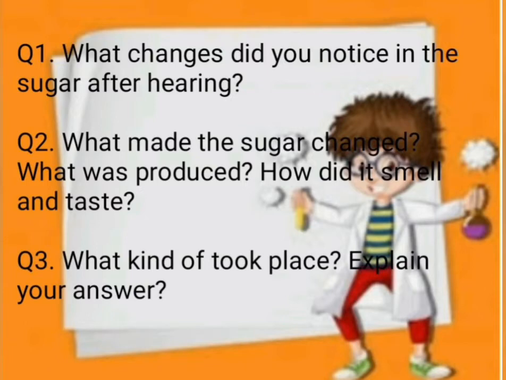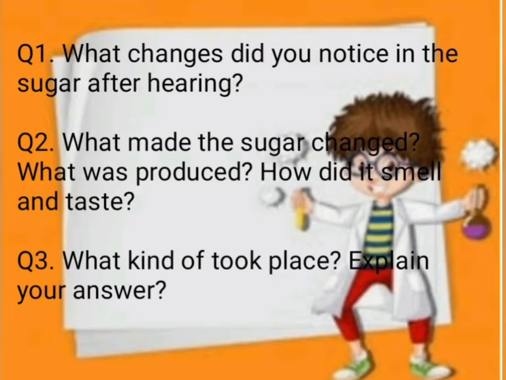What made the sugar change? What was produced? How did it smell and taste? Well, sugar did not change its color, but there are types of sugar color, white and brown. Sugar did not change its taste. Sugar did not change its shape if you did not do anything to it, and sugar does not have a smell.